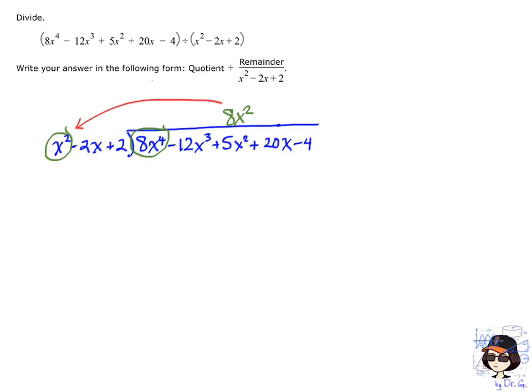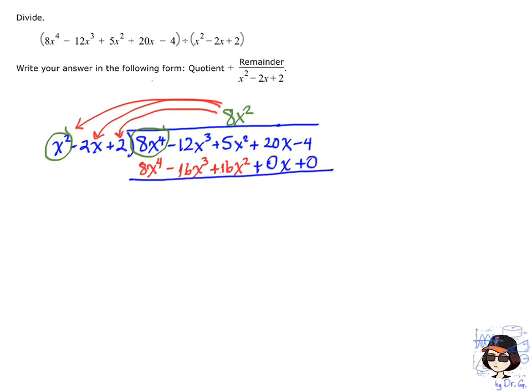So 8x squared times x squared is 8x to the fourth. Then 8x squared times negative 2x is negative 16x to the third. And then 8x squared times positive 2 is positive 16x squared. And we're going to subtract. So I add a couple of placeholders, 0x plus 0, put parentheses around the whole thing and a minus sign in front because we're subtracting.